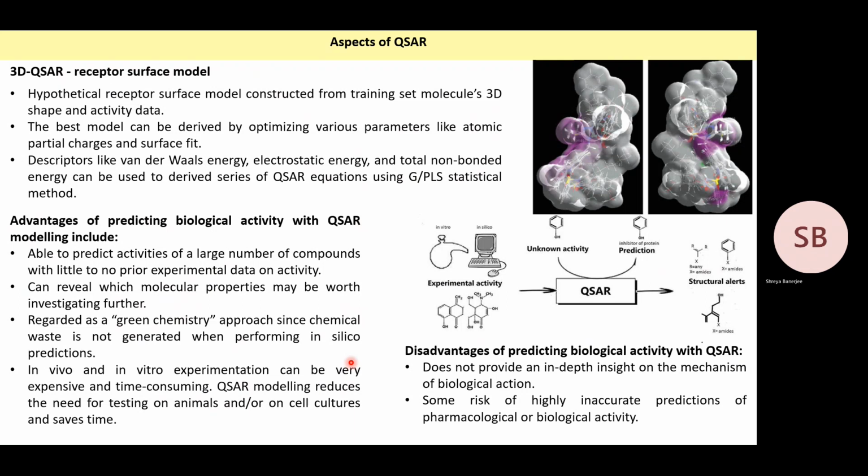Now, there are certain disadvantages of predicting biological activity with QSAR. Firstly, it does not provide an in-depth insight on the mechanism of biological action. QSAR is totally based on a correlation between structure and activity. So there is no in-depth insight on the mechanism of biological action. Due to this, there is sometimes a risk of highly inaccurate predictions of pharmacological or biological activity. Since it is a simple linear correlation, often the predictions may be highly inaccurate.